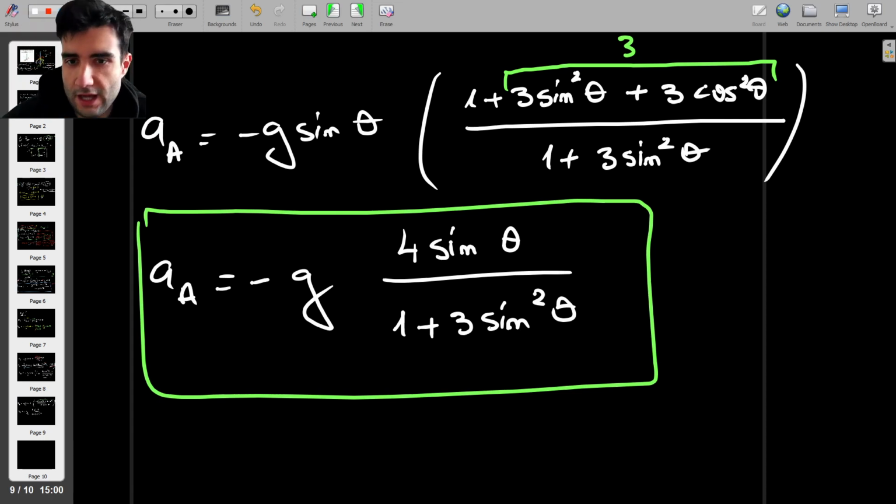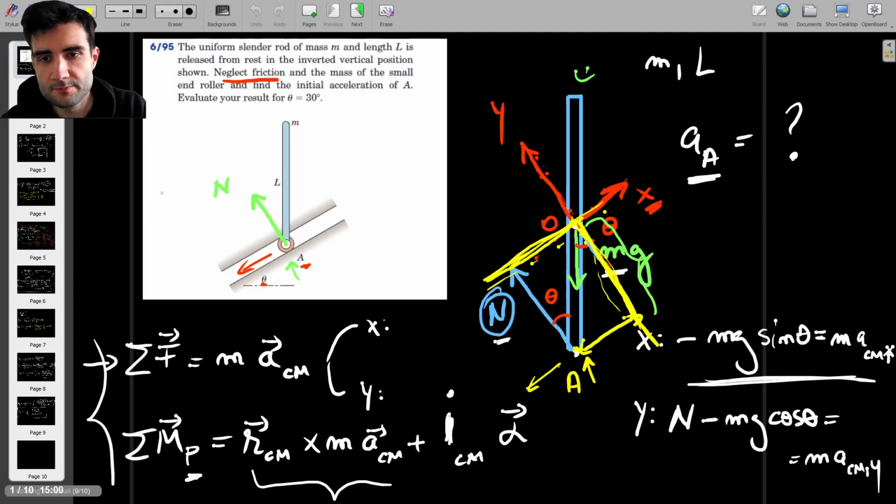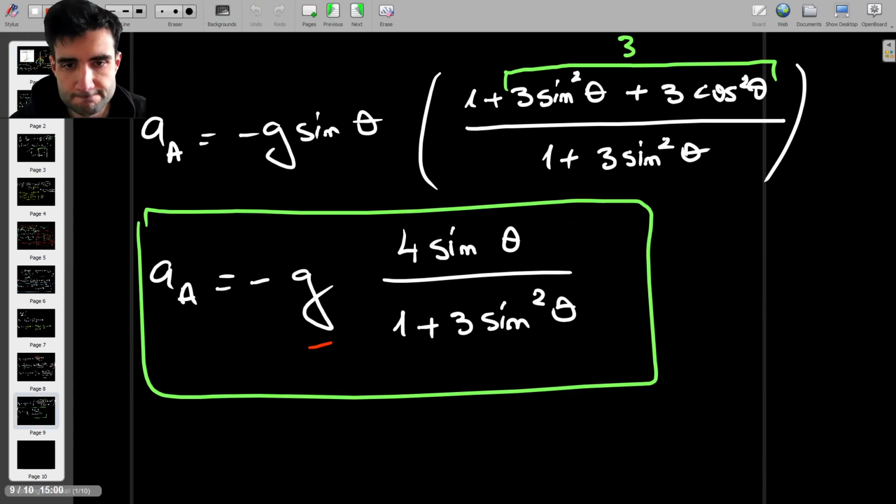which depends only on the angle theta. And of course, it depends on g. So it doesn't depend on the mass of the rod, it does depend on the length. It only depends on theta. And remember, theta was this inclination of the channel with respect to the horizontal, right? So that is how you do this.